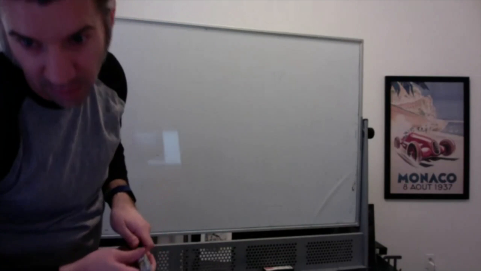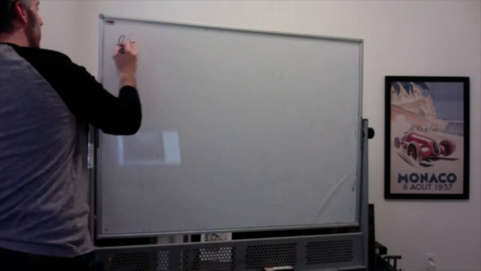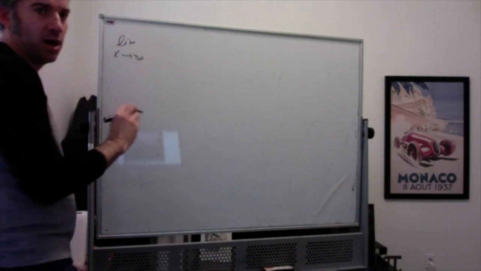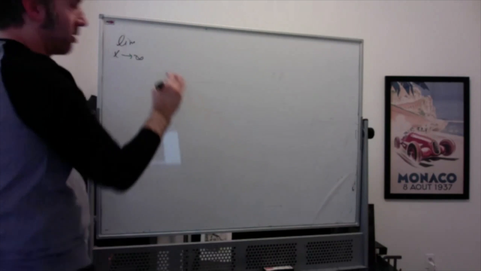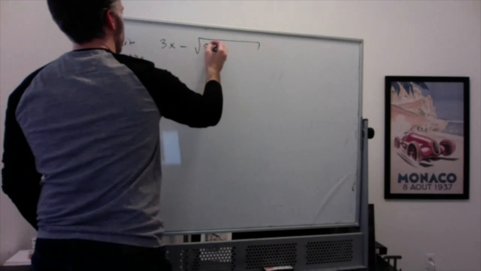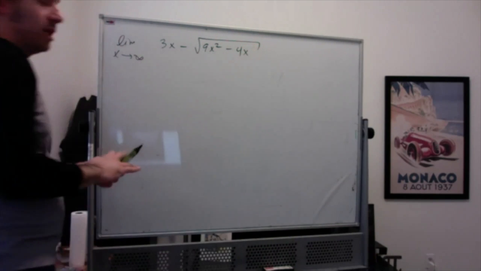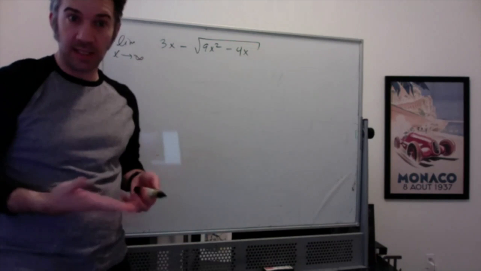All right, let's look at the other limit problem that people specifically requested, which was problem 1D. Oh, this looks like a good one. The limit as x goes to infinity of 3x minus the square root of 9x squared minus 4x. And I will point out that this is an indeterminate form.